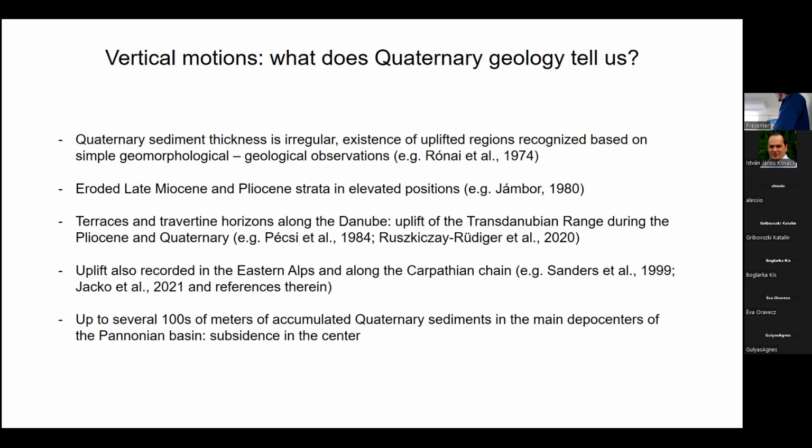Okay, a very important source of data is terraces and travertine horizons along the Danube. This constrains uplifts of the Trans-Danubian range during the Pliocene and Quaternary. This is very nicely summarized in this particular paper, for example. There is also uplift recorded in the Eastern Alps, in the Carpathian chain, and of course, yes, we also have subsiding regions. So in the central Pannonian, several hundred meters of quaternary sediments accumulated in the depocenter. So we also have places of subsidence.